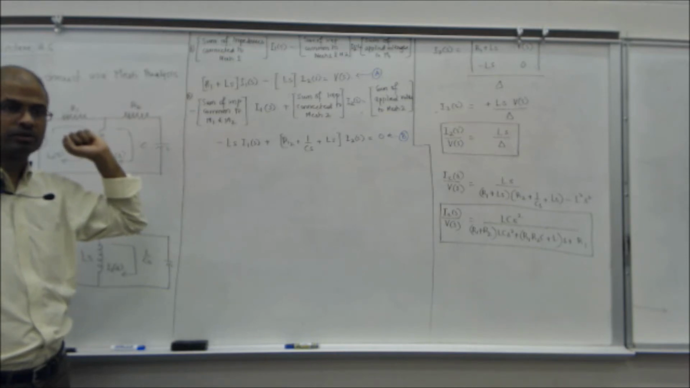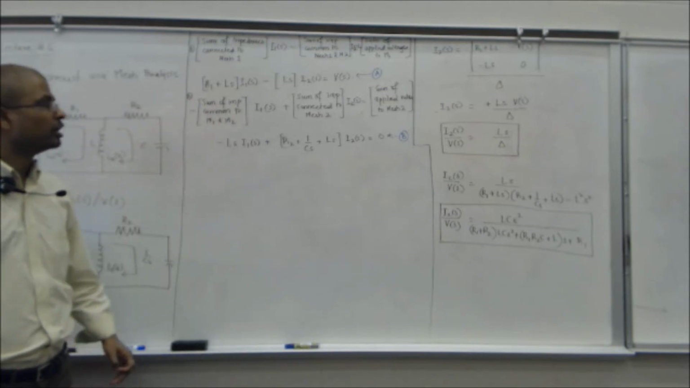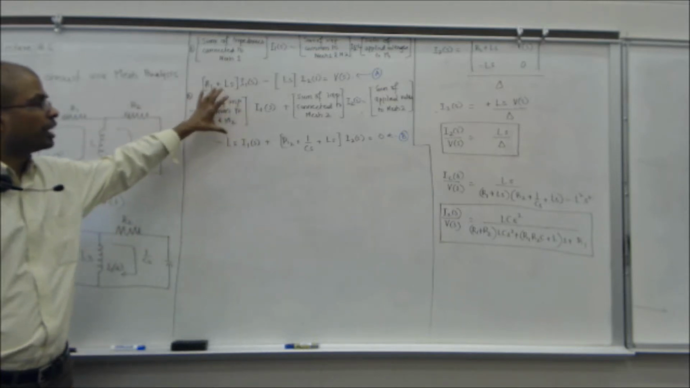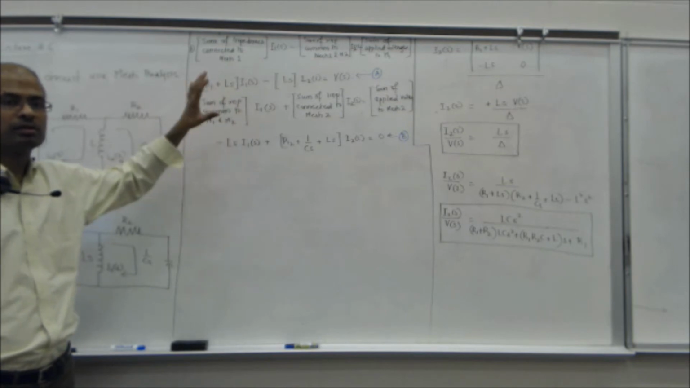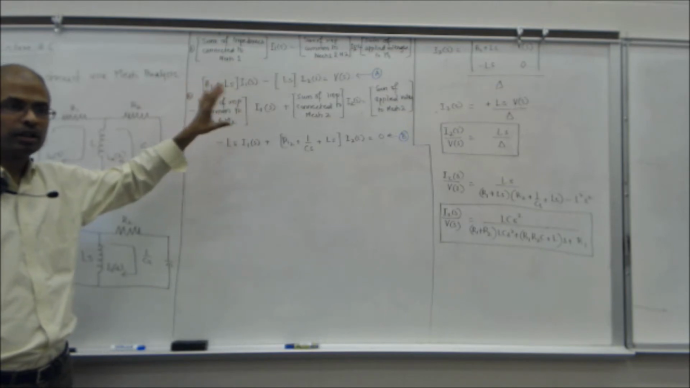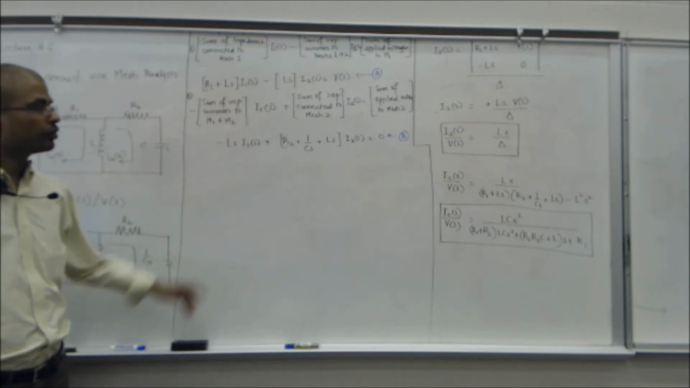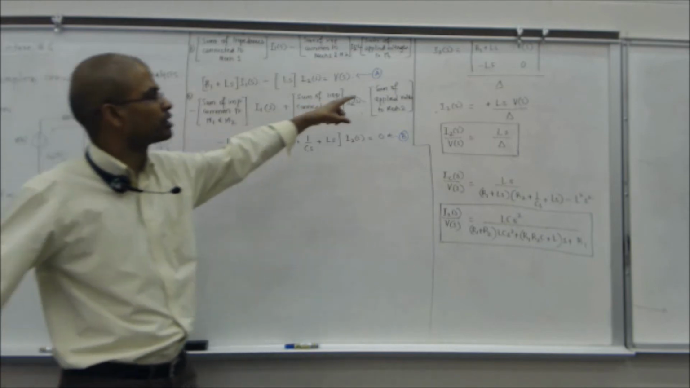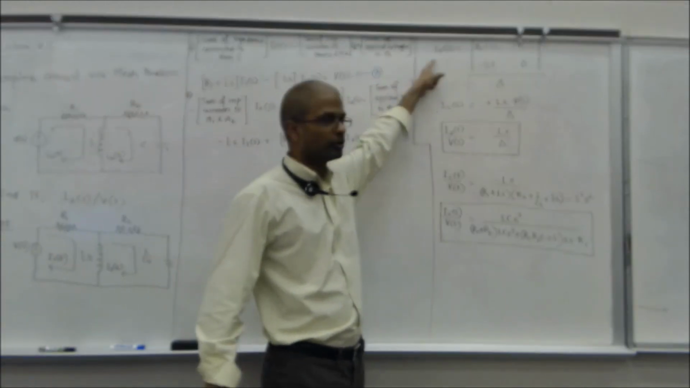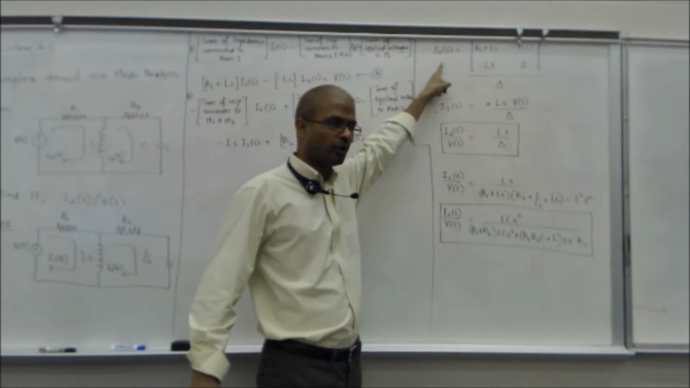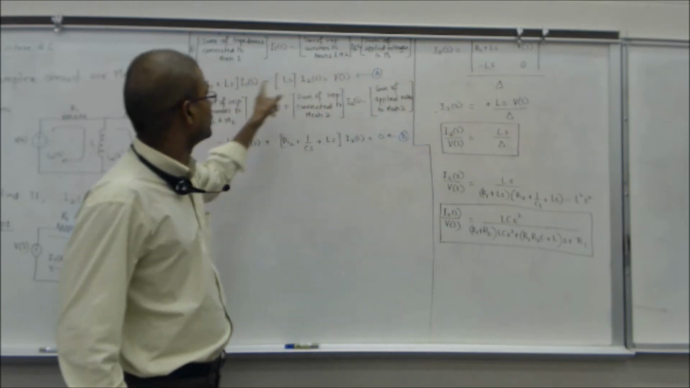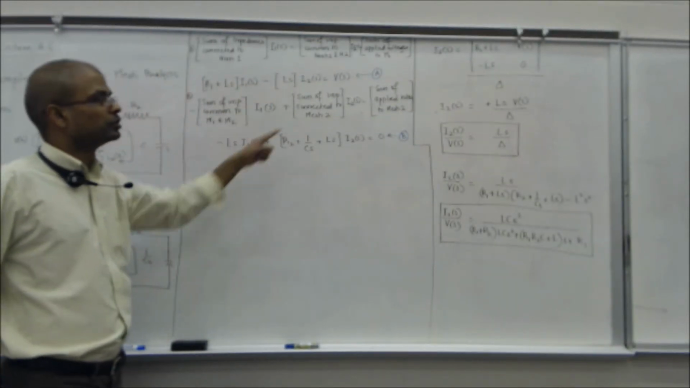So you have to do the same process. Getting to A and B, there are two methods. But once you get to A and B, you use Cramer's rule. You reapply Cramer's rule, and everything will be the same. So if you apply Cramer's rule, you can again do I2 of S is equal to that over delta.